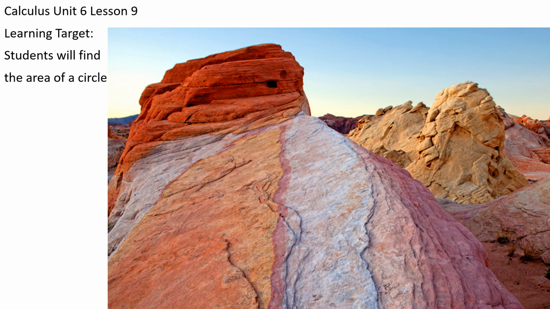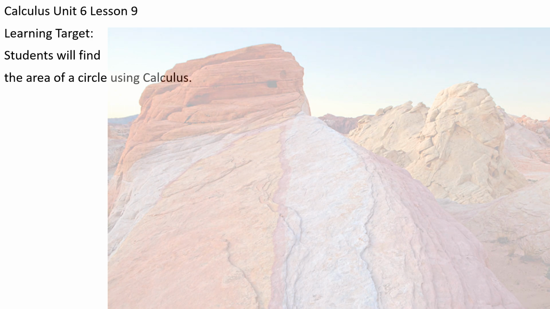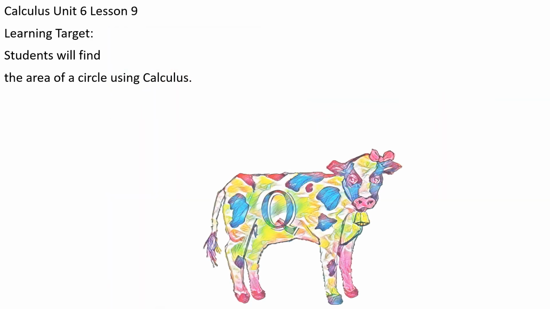Okay, so at first glance you think, hey, finding the area of the circle, piece of cake. I know it's going to be pi r squared. Well, that's because in geometry someone told you that's how to do it. But how do we know for certain that's really how it gets done? So we're going to use calculus. We're going to find the area of a circle using calculus.